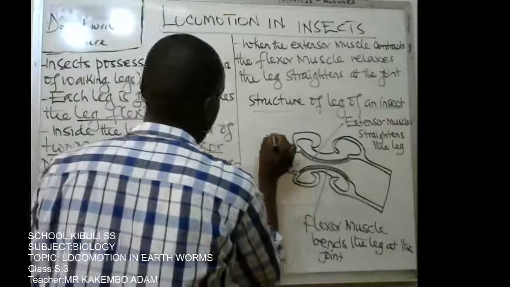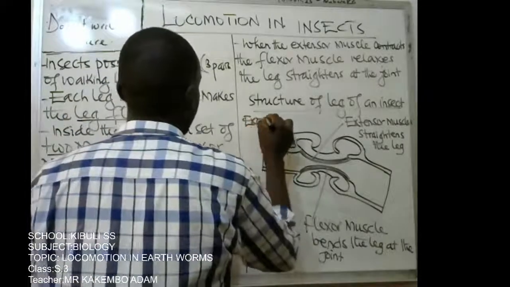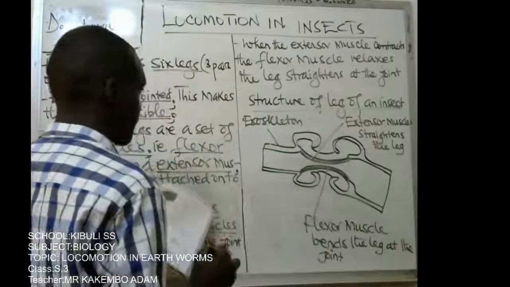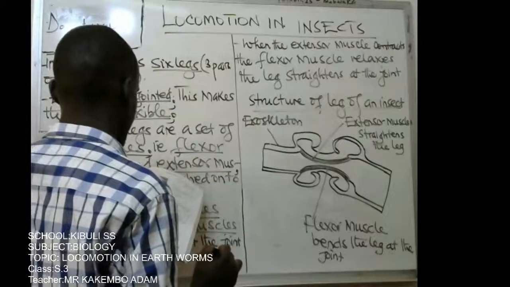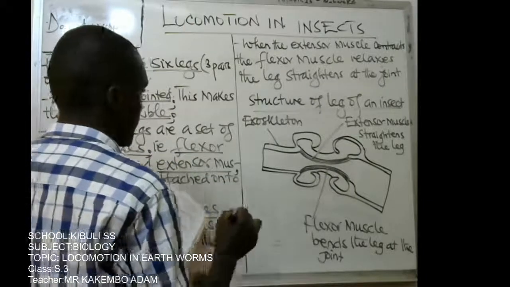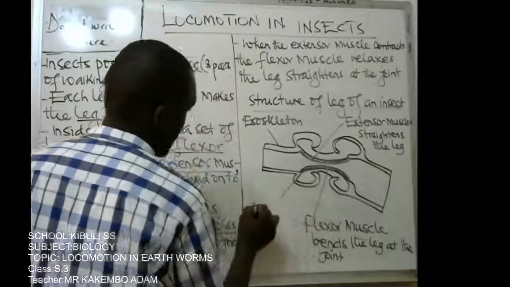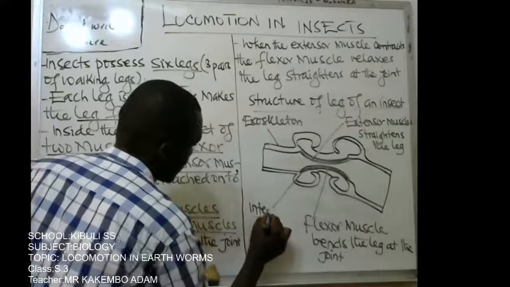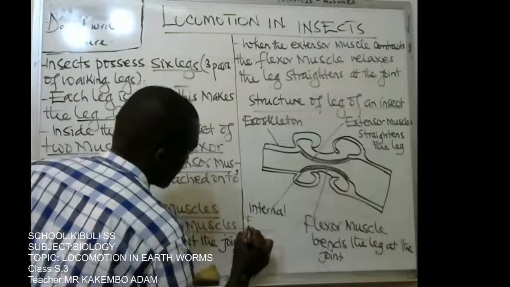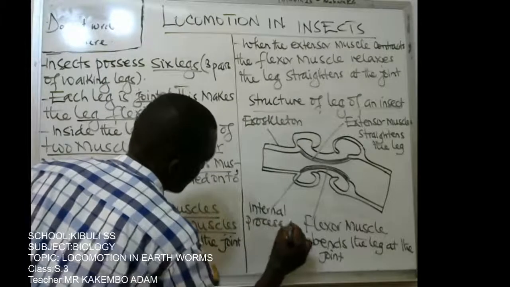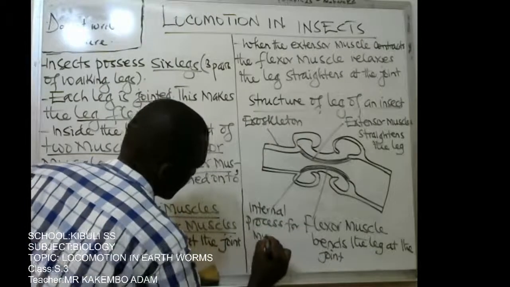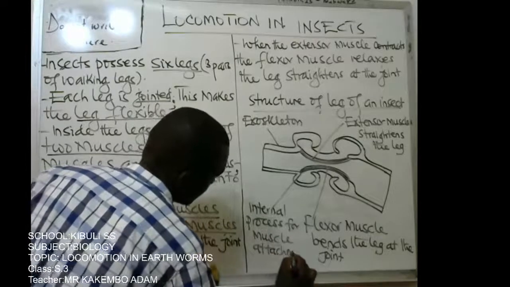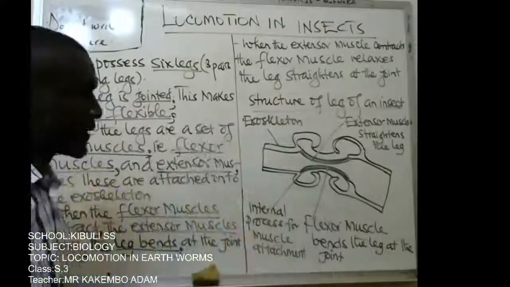Then on the outside, you have the exoskeleton. Then this structure or surface, you can label it as internal process for muscle attachment. Internal process for muscle attachment.